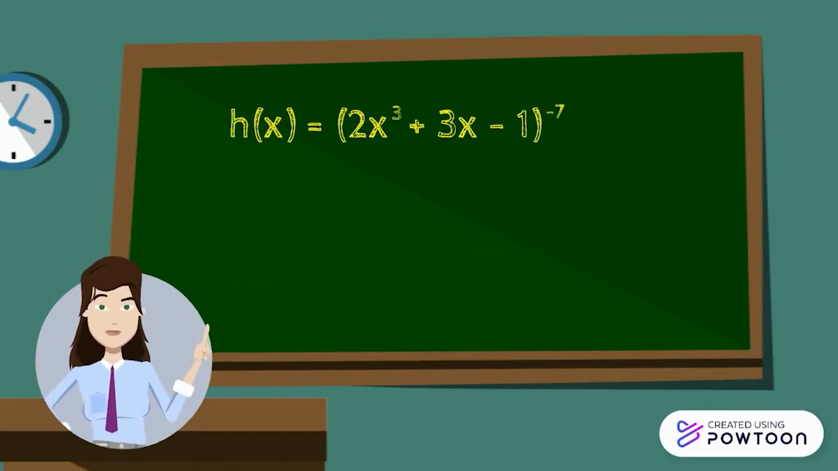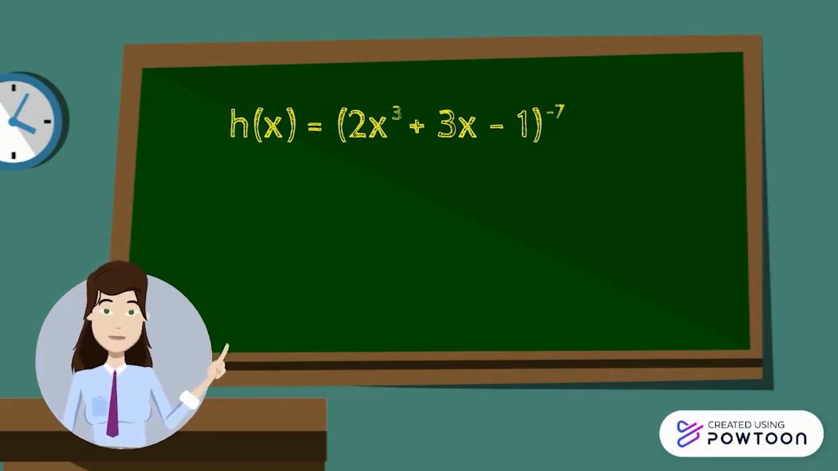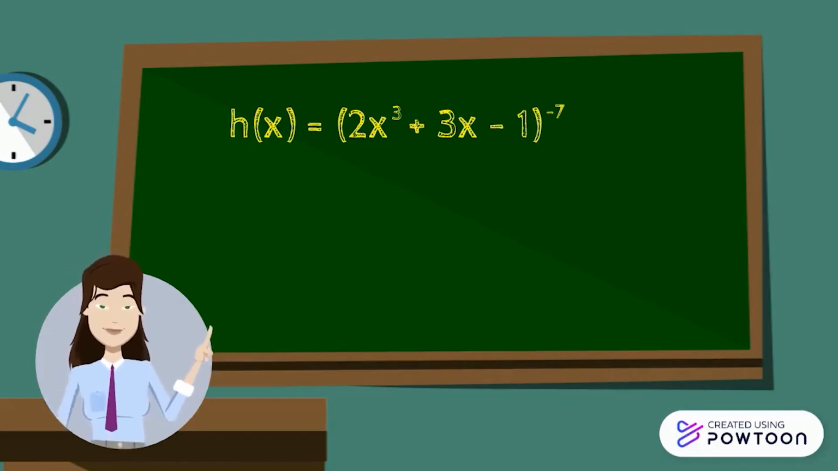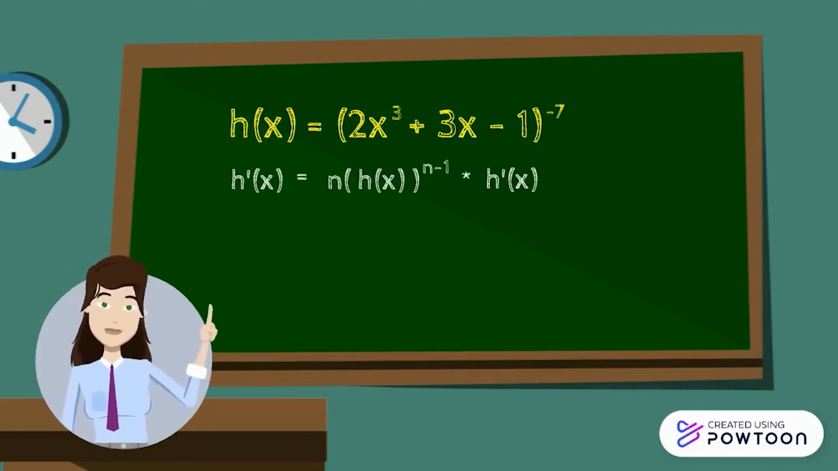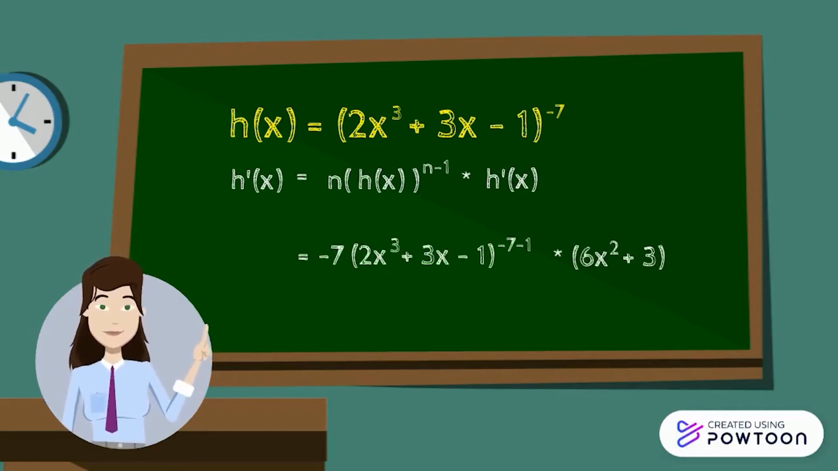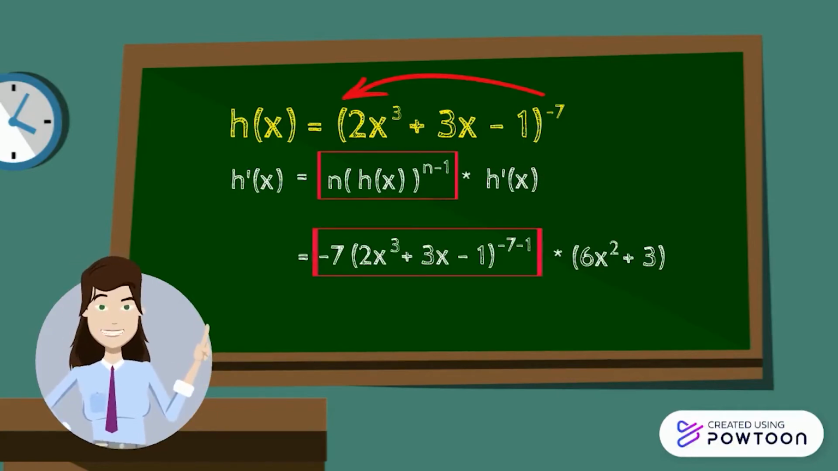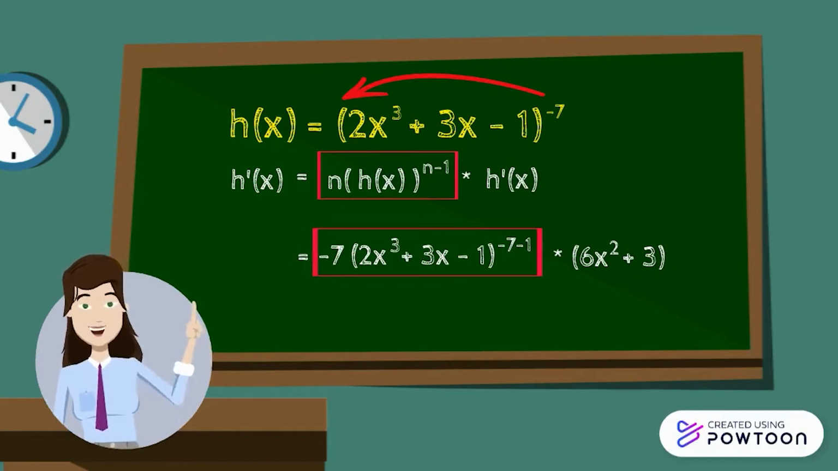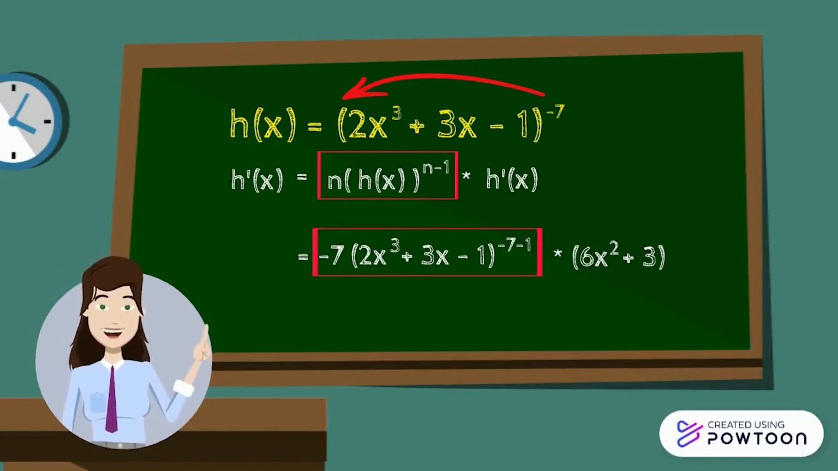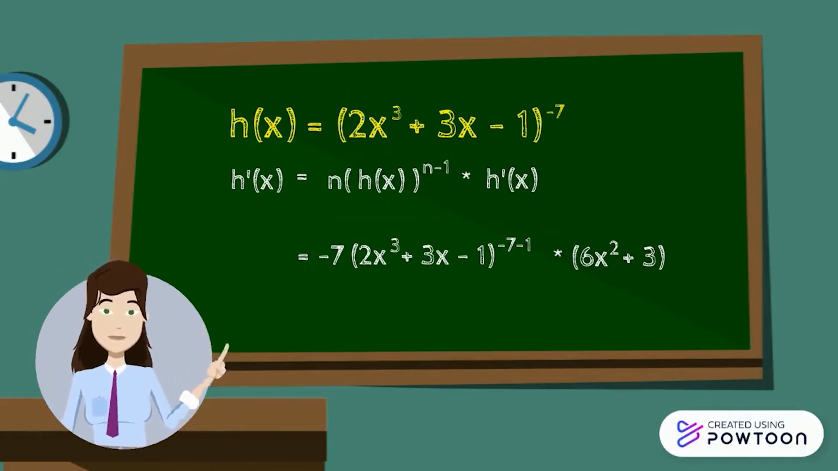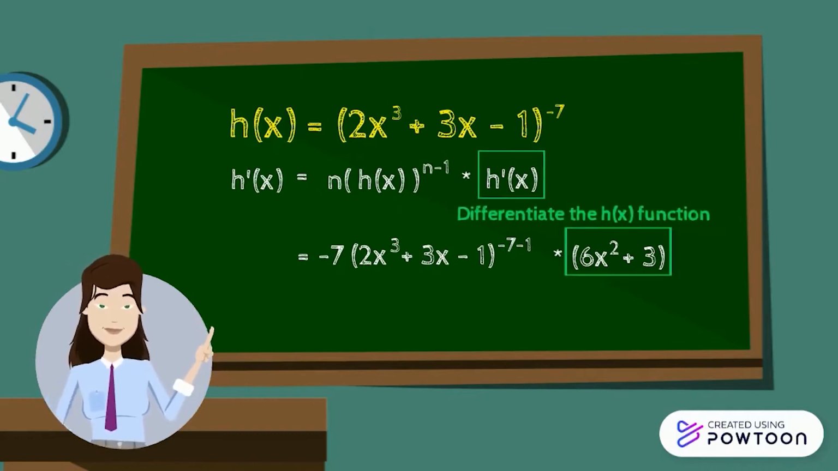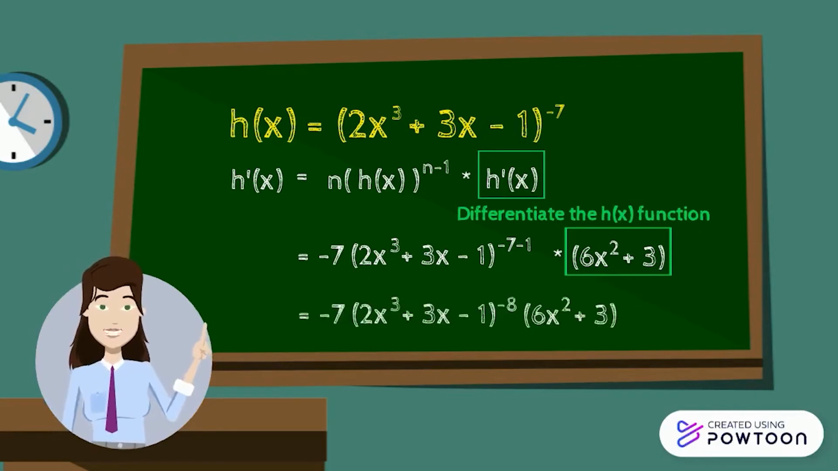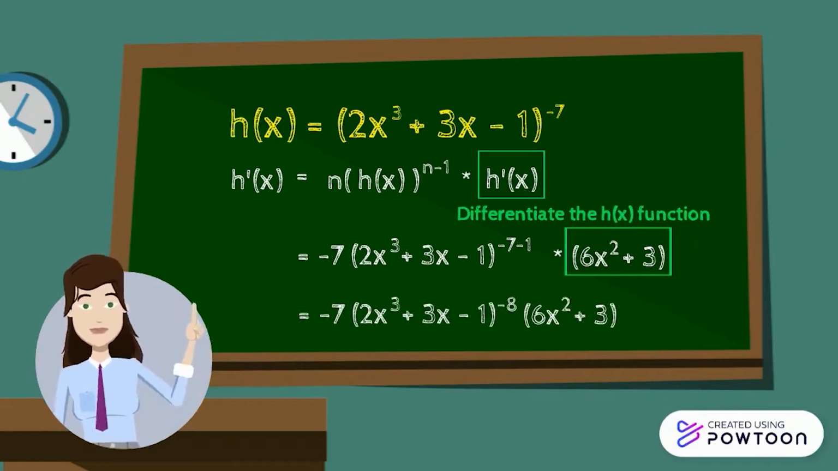For example, h(x) equal to (2x^3 plus 3x minus 1) to the power of negative 7. According to the formula, h prime x will be like this and n equal to negative 7. Substitute n equal to negative 7 into the formula and get the red part. Then, differentiate the inner function and get the green part. Lastly, we will need to simplify and get the final answer.